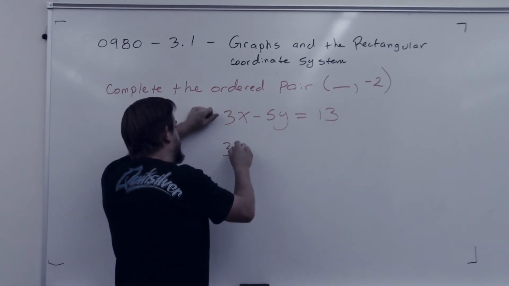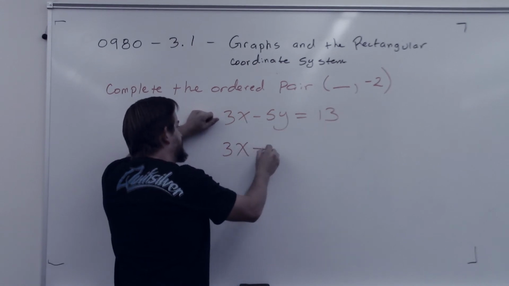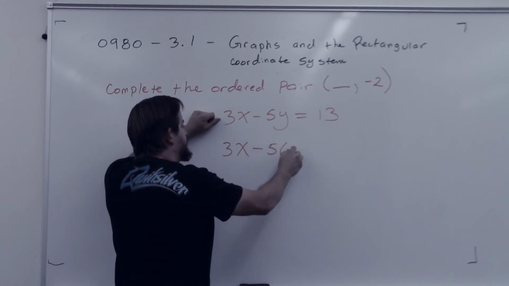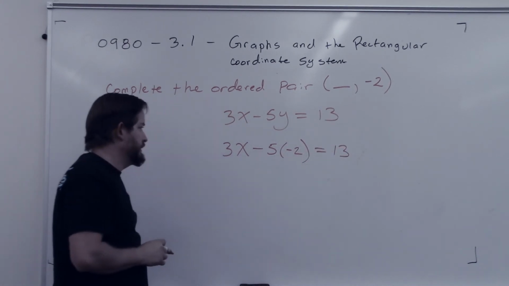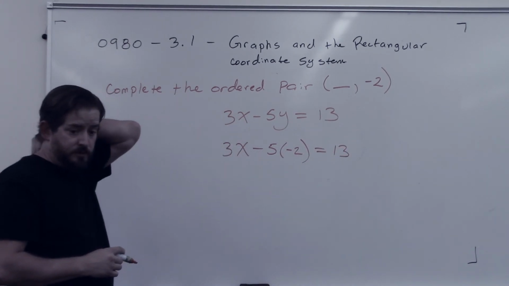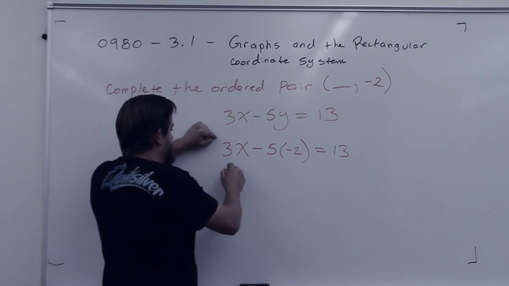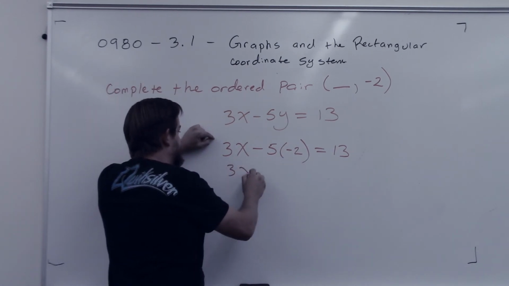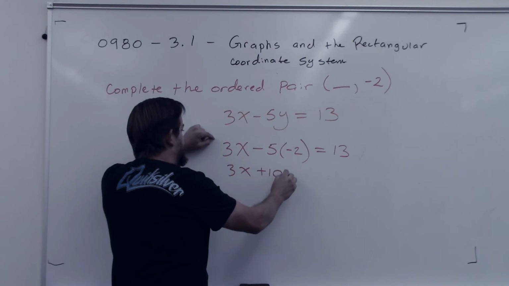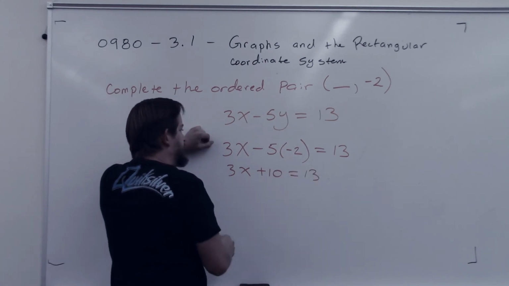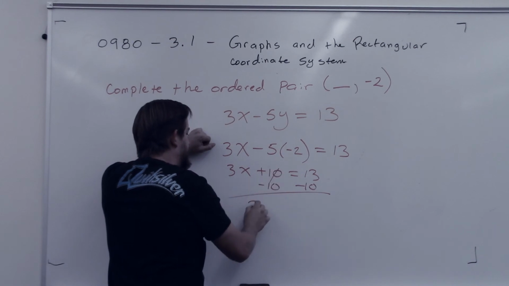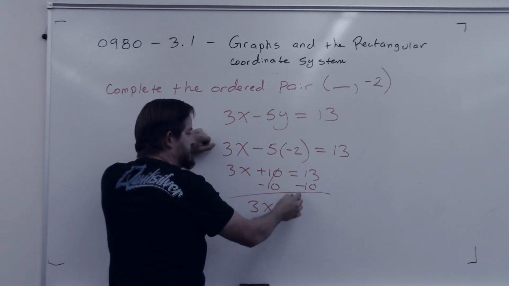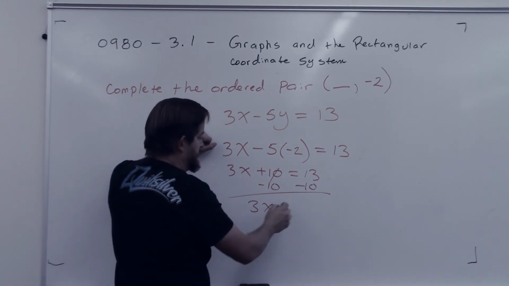So again, I don't know x. I'm leaving it as an x. But this y is negative 2. Is there some way to figure out an x value to make this true? Well, this is then 3x plus 10 equals 13. And if I subtract 10 from both sides, I have then 3x equals 3.